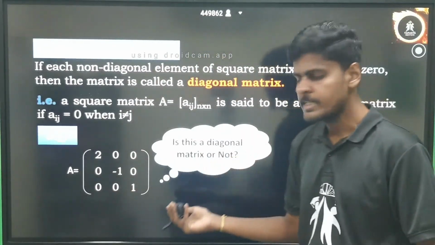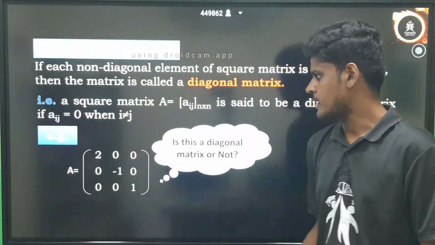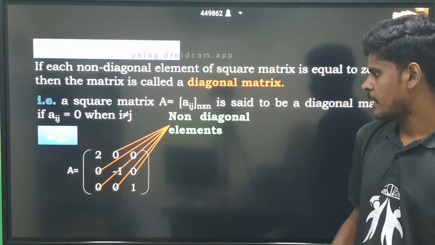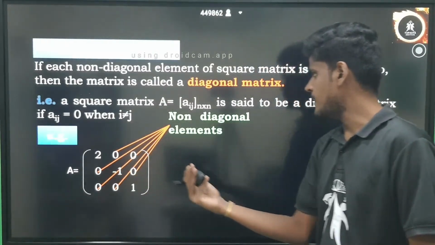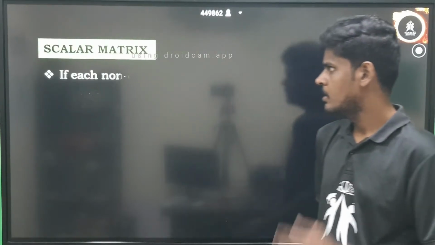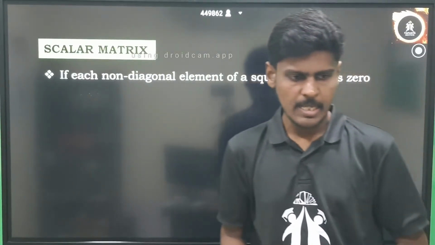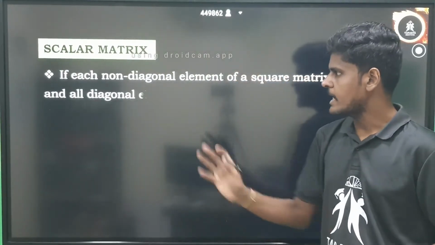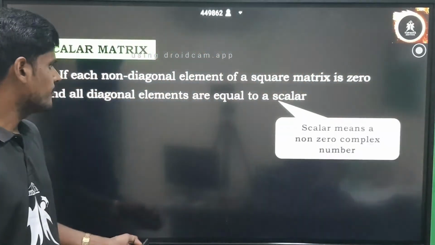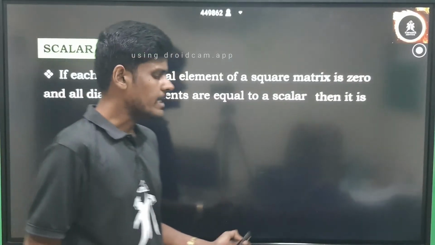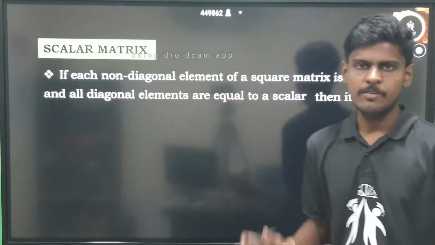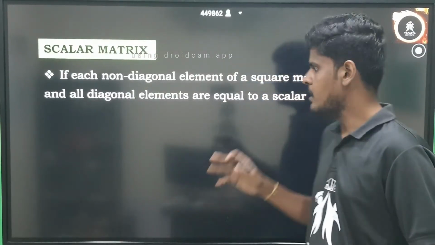So, is this a diagonal matrix or not? Obviously, it is a diagonal matrix. Except diagonal elements, remaining elements become 0. Next is a scalar matrix. Again, a scalar matrix is a diagonal matrix, but all the diagonal elements are the same, and it is a non-zero number. A scalar matrix is a diagonal matrix with diagonal elements the same non-zero number.